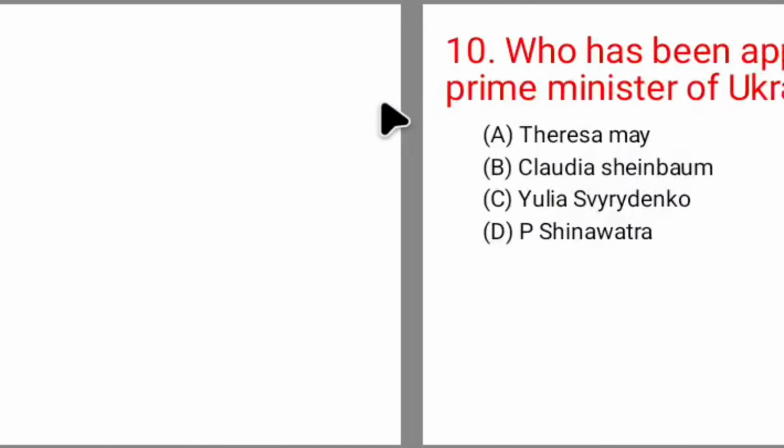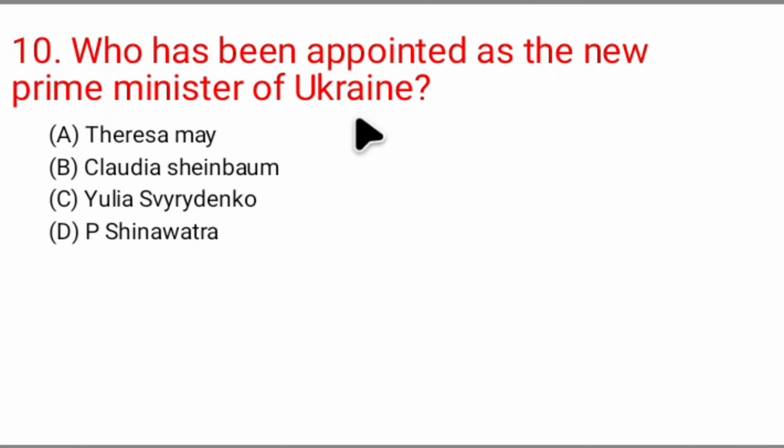And the daily static GK question for the day is, who is known as the father of green revolution in the world? Not in India. In India it is MS Swaminathan, but the question is asking in the world. The given options are Norman Borlaug, MS Swaminathan, Rachel Carson and F. Faber. Just post your answer in the comment section.